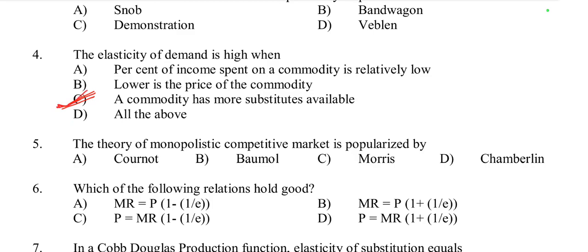So option C is right here, and options A and B are incorrect, because they tend to imply lower elasticity. If the percentage of income spent on a commodity is low, or if the price of the commodity is low, then people are less responsive to price changes, leading to lower elasticity of demand. And higher elasticity is when a commodity has more substitutes available. So option C is right here.